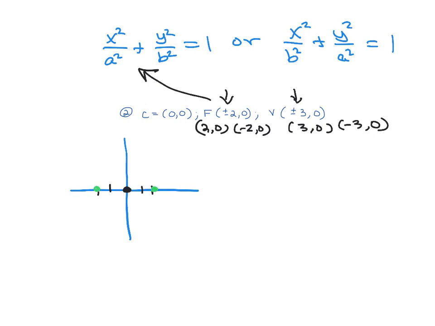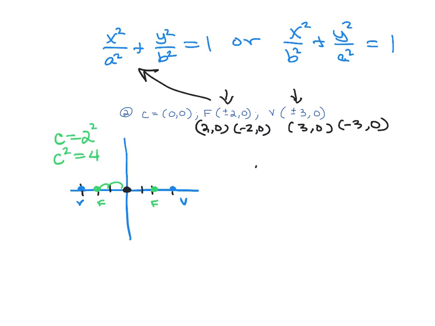And then I could just put my vertices on here. They're going to be at 3 and negative 3. Those are the vertices. These were the focus points. So we can see that the focus points are 2 spaces away. So my c value is 2. So c squared is 2 squared, which is 4.